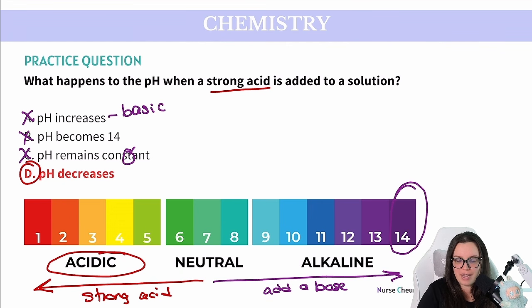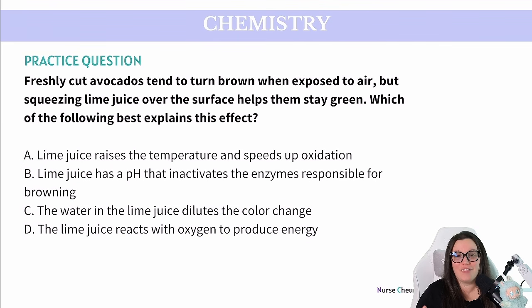So nothing remains constant when it comes to our pH scale. A freshly cut avocado tends to turn brown when exposed to air, but squeezing lime juice over the surface helps it stay green. Which of the following best explains this effect?